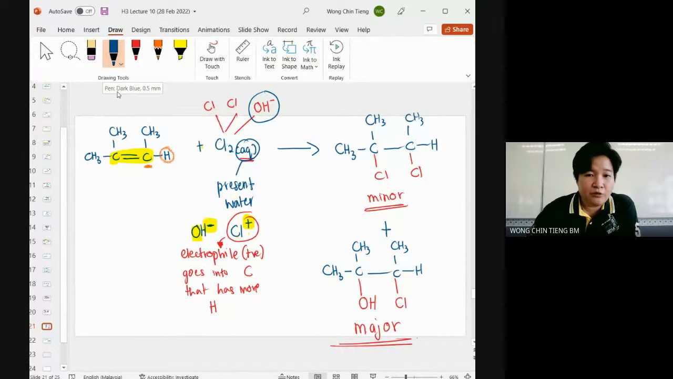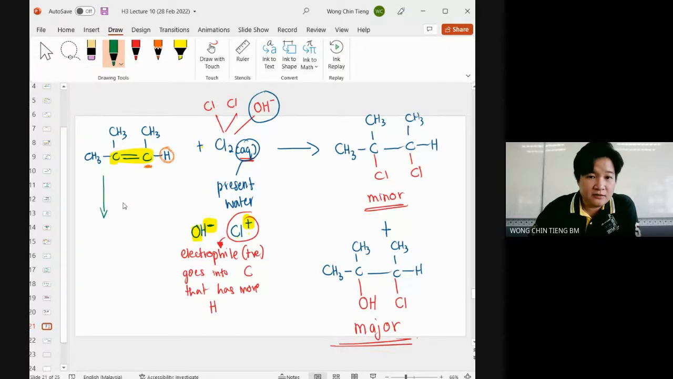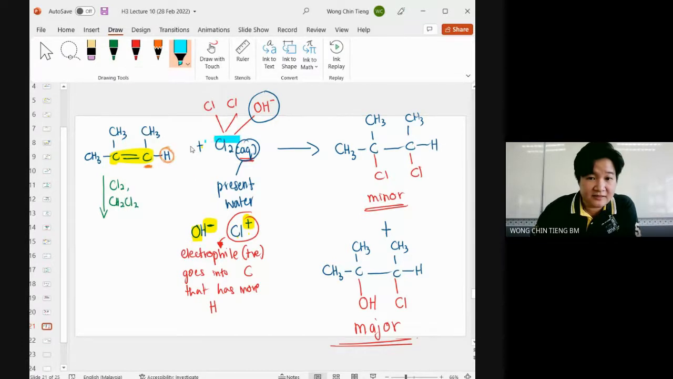Alright, saya nak kamu nampak beza. So saya nak tunjuk satu adalah kalau saya hanya tambah dengan Cl2 dalam CH2Cl2. I hope you can see the difference over here. Yang ni adalah Cl2 aqueous. Yang ni adalah Cl2 dalam CH2Cl2, inert solvent. Dalam larutan ini tak ada air.